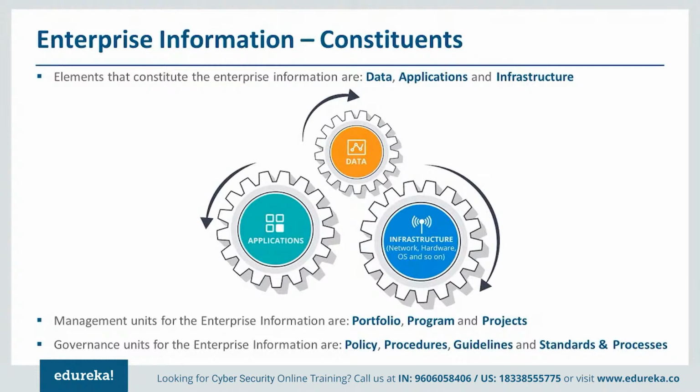If there is no data, there is no use for the application and the infrastructure. If there is no infrastructure, we cannot run the application and the data. Similarly, there are three important aspects in management, where we further segregate it as portfolio, program, or project in the business context. And for an IT auditor or IT governor, there are four other important sub-classifications, starting with policies, the set of rules and guidelines.